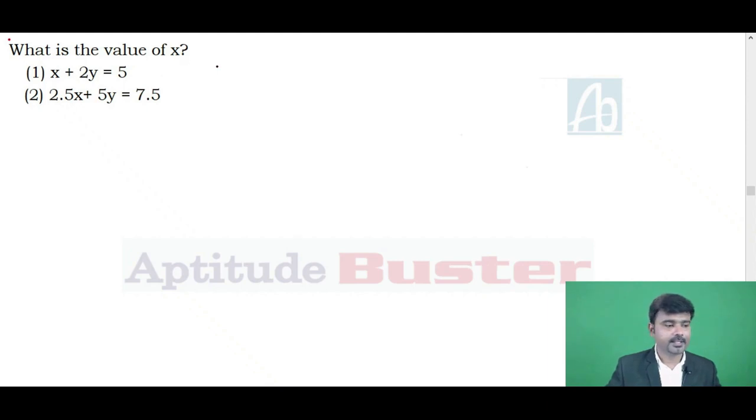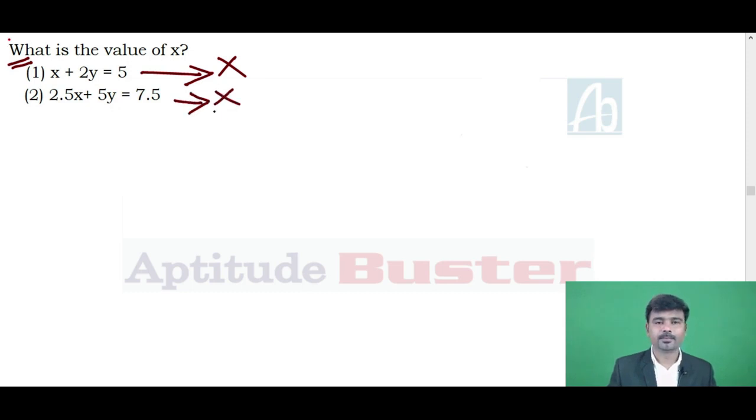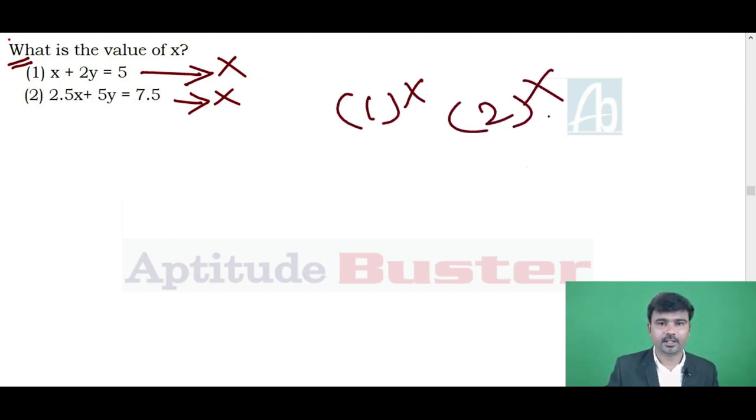What's the value of x? First statement: x plus 2y equal to 5. Second statement: 2.5x plus 5y is equal to 7.5. Here the question is WH type. x plus 2y equal to 5: can you find a unique value of x? No. Second one, 2.5x plus 5y equal to 7.5: can you find a unique value of x? No. First statement alone is not sufficient, second statement alone is not sufficient.